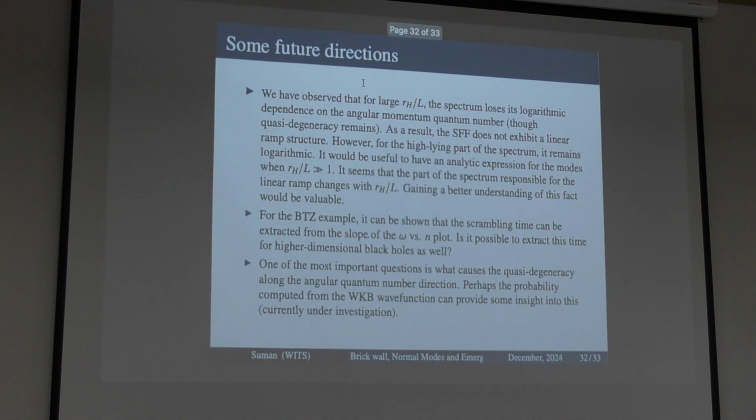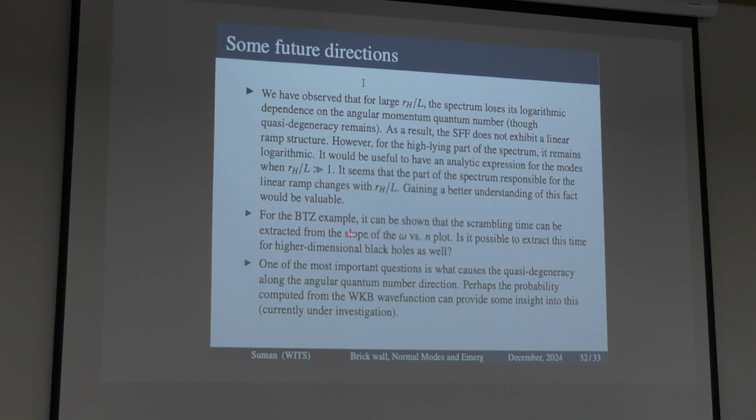So I have taken my talk in some direction. We have observed that for large r_+ over L, the spectrum loses its logarithmic dependence. So the part of the spectrum that is responsible for getting the slope 1 ramp in the spectral form factor may depend on the value of r_+ over L. So maybe getting a better understanding of this fact would be valuable, and we are currently trying this.